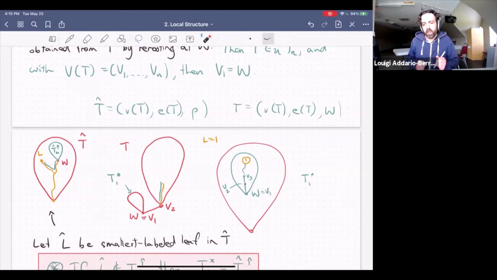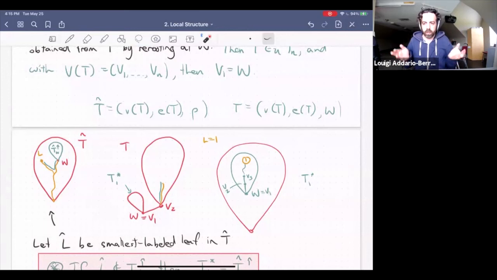Some other things change, if you like, when I reroute, in the sense that when I talk about the number of children, the children are relative to a given root vertex. So that number changes depending on whether or not the vertex is the root.